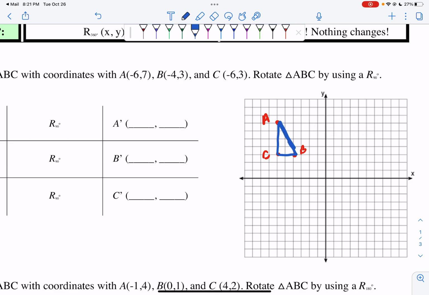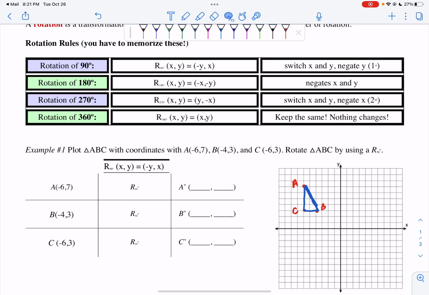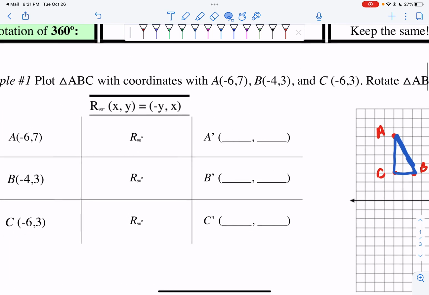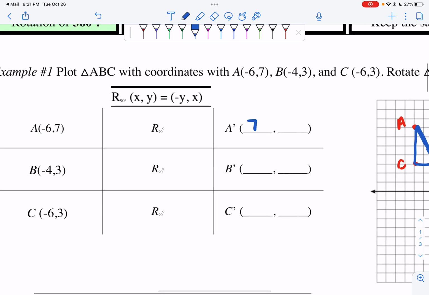Now what we're going to do is rotate this triangle 90 degrees. So what Miss C and I are going to do is show you how I approach these. When I do a rotation of 90 degrees, I start with my x, y value. However, I switch them and I negate them. So if I'm doing a rotation of 90 on -6, 7, I'm going to switch them. So I'm going to have 7, -6.